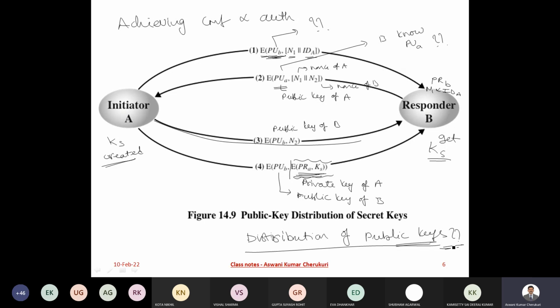So you can take it that you have up to this particular point, that means chapter 14, up to section 14.2, for your CAT syllabus.